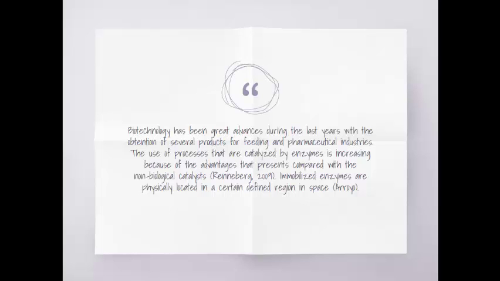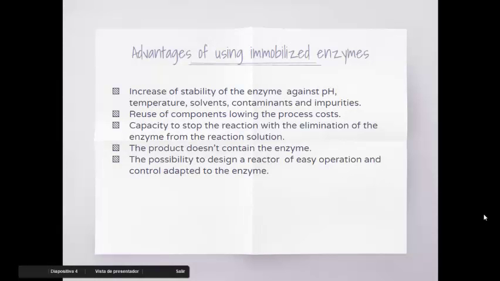Immobilized enzymes are physically located in a certain definite region in space. Advantages of using immobilized enzymes: increase of the stability of the enzyme against pH, temperature, solvents, contaminants, and impurities; reuse of components, lowering the process costs; capacity to stop the reaction with the elimination of the enzyme from the reaction solution, so the product doesn't contain the enzyme; and the possibility to design a reactor of easy operation and control adapted to the enzyme.